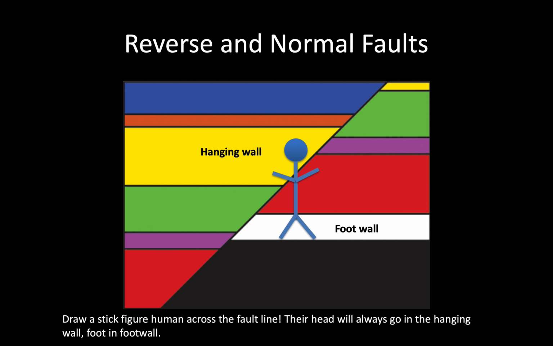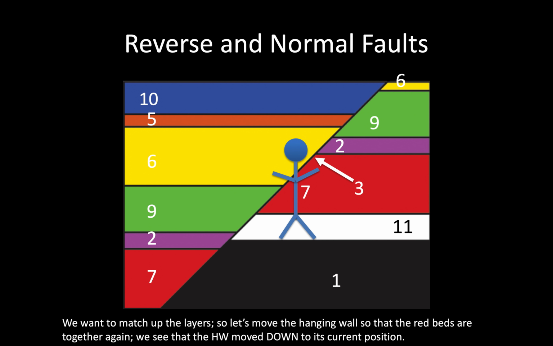So there's your directions there. You draw your stick figure. The head will always go in the hanging wall, foot will always go in the foot wall. So in a reverse fault, the hanging wall will shift up, all right? These are rocks, they're moving around. In a normal fault, the hanging wall will move down.